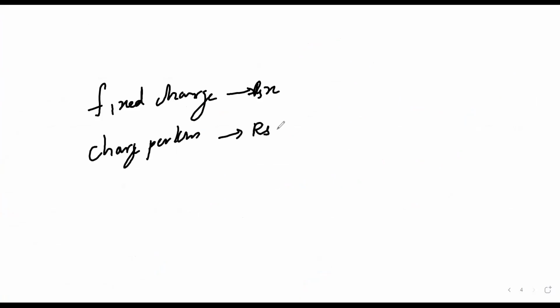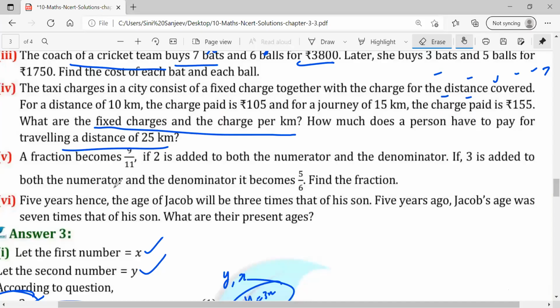Correct? So, as I already mentioned, one is the fixed charge, that I'll take as X, that is rupees X. And the other is the charge per kilometer, that is extra. Fixed charge plus something we have to pay, right? That is rupees Y. Correct? And now come back to the question here.